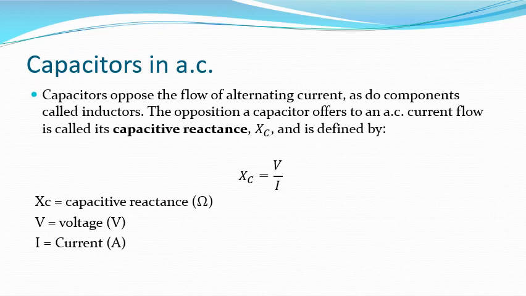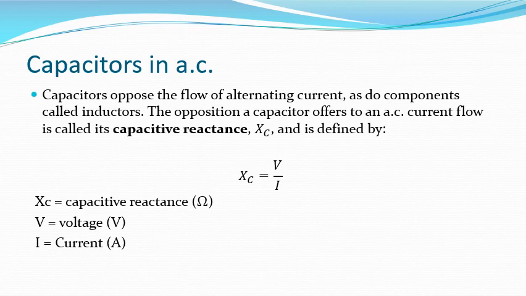Capacitors can oppose the flow of an alternating current, as does another component that we learn about in this topic, inductors. The opposition to the flow of an alternating current is called the capacitive reactance and has the symbol X with a C for the capacitance, and is defined by the voltage divided by the current. So the unit is the ohm in the same way as resistance, but it's not the same even though both are an opposition to the flow of current.